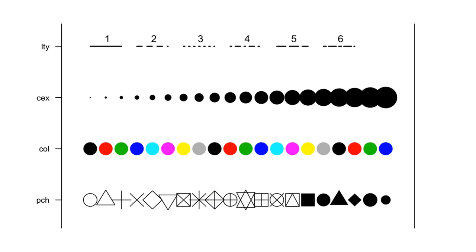Next, I am just giving you some idea. Say for example pch, that is the character which you want to show as a point. It may be a circle or triangle. If the pch value is 2, it will be a triangle. Colors, again 1 to 8 different colors are there which can be recycled. Character expansion, the size of the character, can be shown like this. And then this is line type. You want a solid line or dashed lines or a combination of dash and dot, etc.